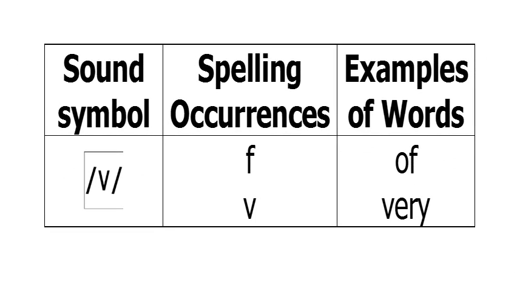This sound is pronounced v. It can come from letter F and can as well be from letter V. So we have some examples of for OF and very.